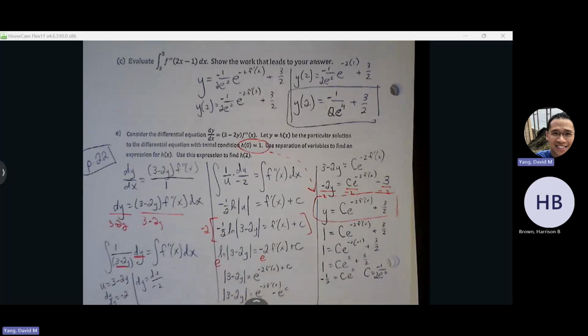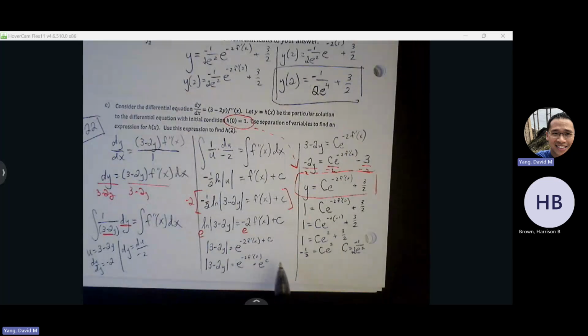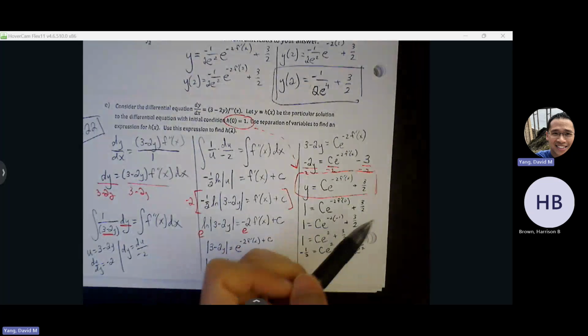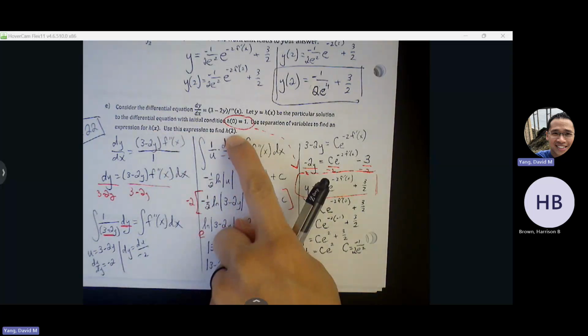Okay, so we do separation of variables. We find the antiderivative, we solve for the c value, and then once we have our updated equation, we may use that equation to find the y value that we're really looking for.